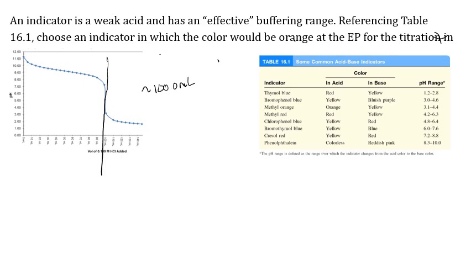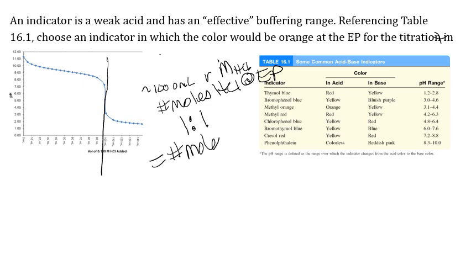So I know the volume, I know the molarity of the HCl, and that means I can get the number of moles of HCl added at the equivalence point. If I know the number of moles of HCl at the equivalence point and I know it's 1 to 1, that's equal to the number of moles of the ammonia that were in the solution. Now on the previous question I said it was a 50 mL sample. That's equal to 0.050 liters.